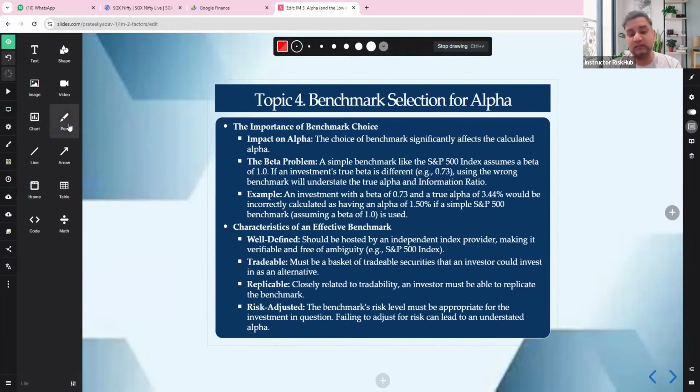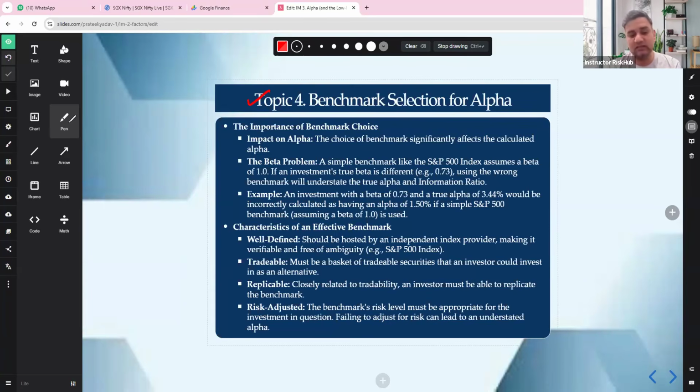Then we look at benchmark selection for alpha. This is again a very, very important topic, conceptually very important, right? The core idea is that alpha depends heavily on the benchmark which is chosen, right? So a wrong benchmark leads to wrong alpha. There's a beta problem also, which the slide is mentioning. A benchmark like the S&P assumes beta is equal to 1, but your portfolio might have beta not equal to 1, right? So if, let's say, portfolio beta is 0.73 and the benchmark assumes beta is equal to 1, you're comparing different risk levels, so alpha gets miscalculated, right?